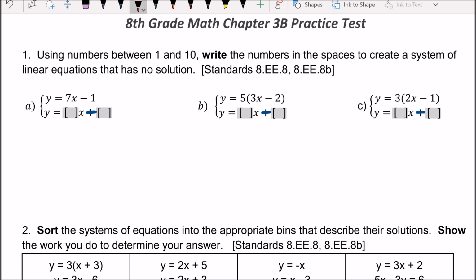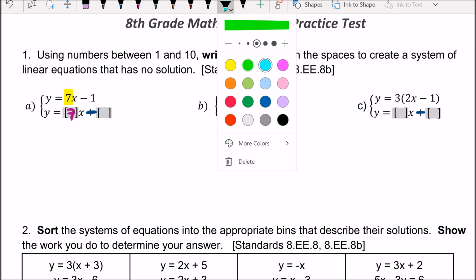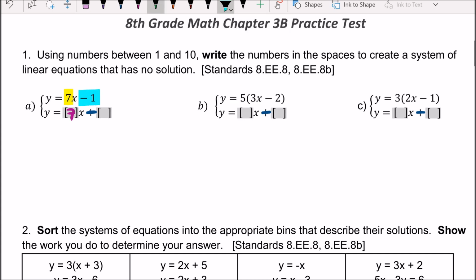First of all, we need to cancel out the x. We're going to look at the first problem. It's 7x. So you have to put 7x in the box so that later on the 7x cancel each other out. And you want no solution, so your final answer has to be a false statement. So if the first equation has -1, then the second equation cannot be -1. It can be any number but not -1. This can be 2, 3, 4, 5, 6, 7, but cannot be -1.